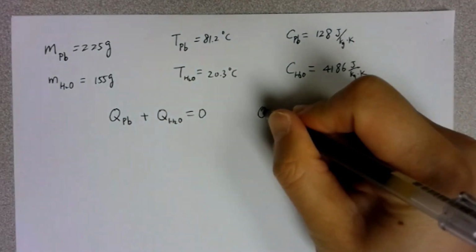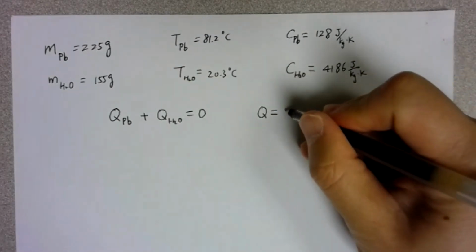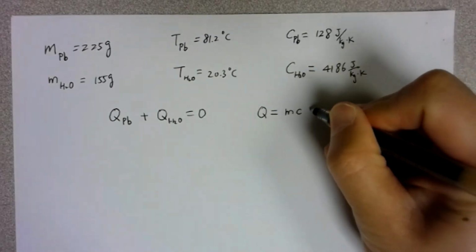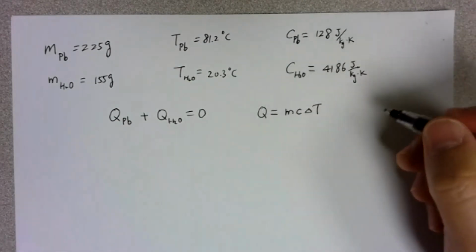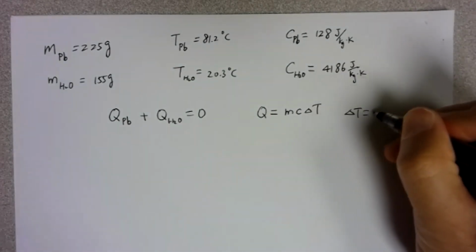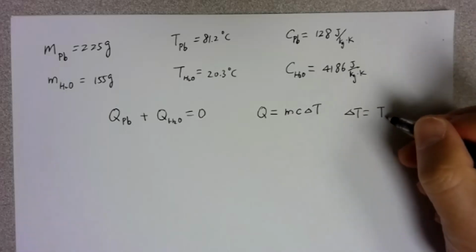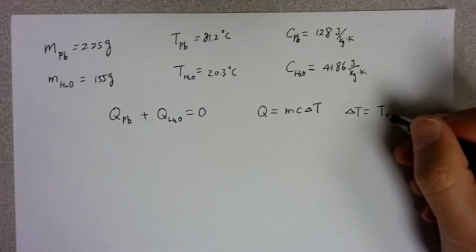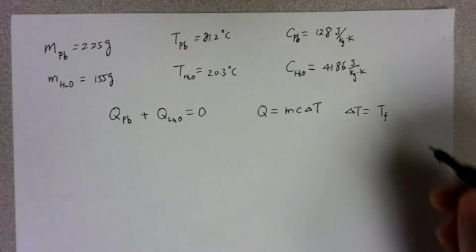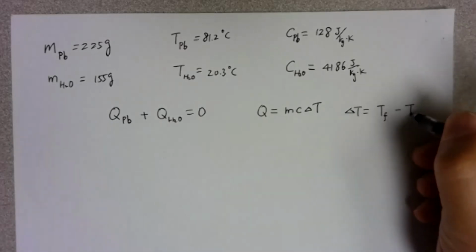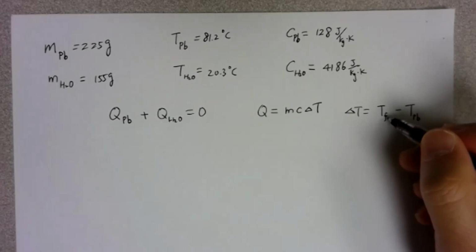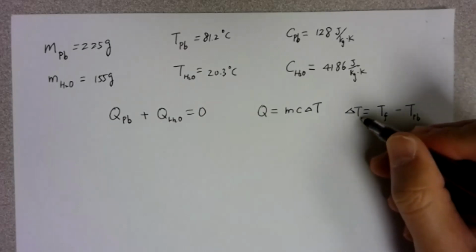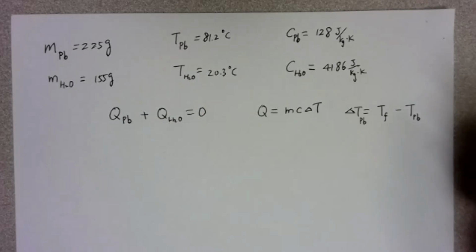Now the heat equation for heat, if you remember, is mass times C times delta T. Delta T will be the final, in this case the equilibrium temperature. You can call it just T, or T final, or maybe TE, however you want. It should be this guy minus the initial temperature. So for example, for lead, we'd be doing T final minus T lead, the initial. That gives you the change in temperature of lead.